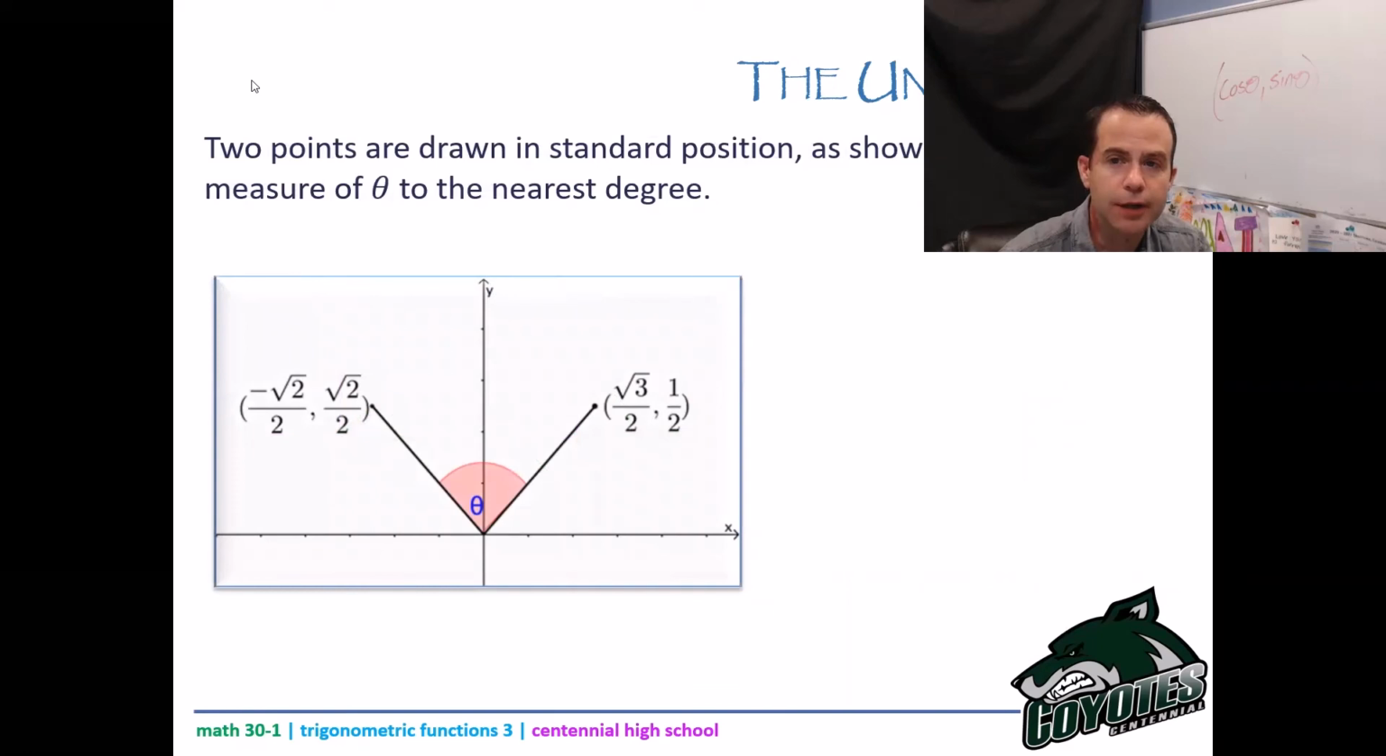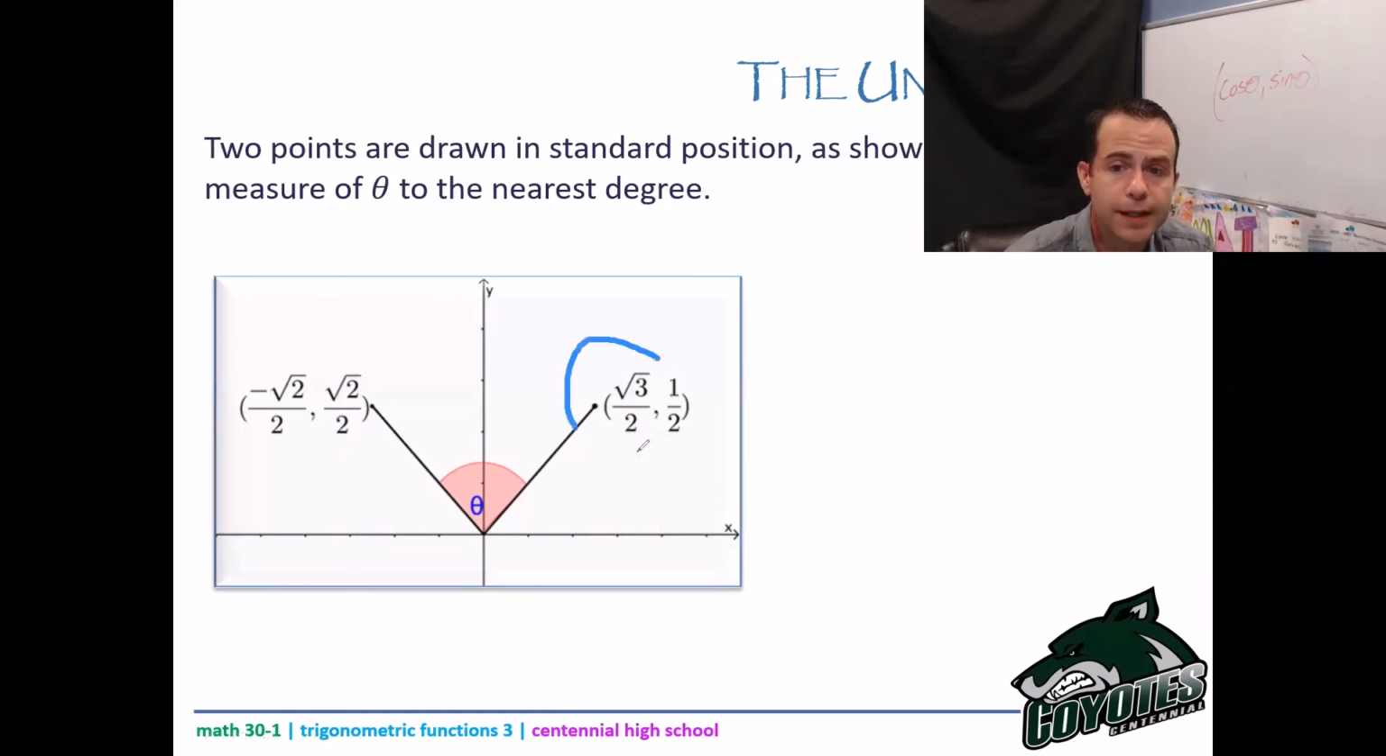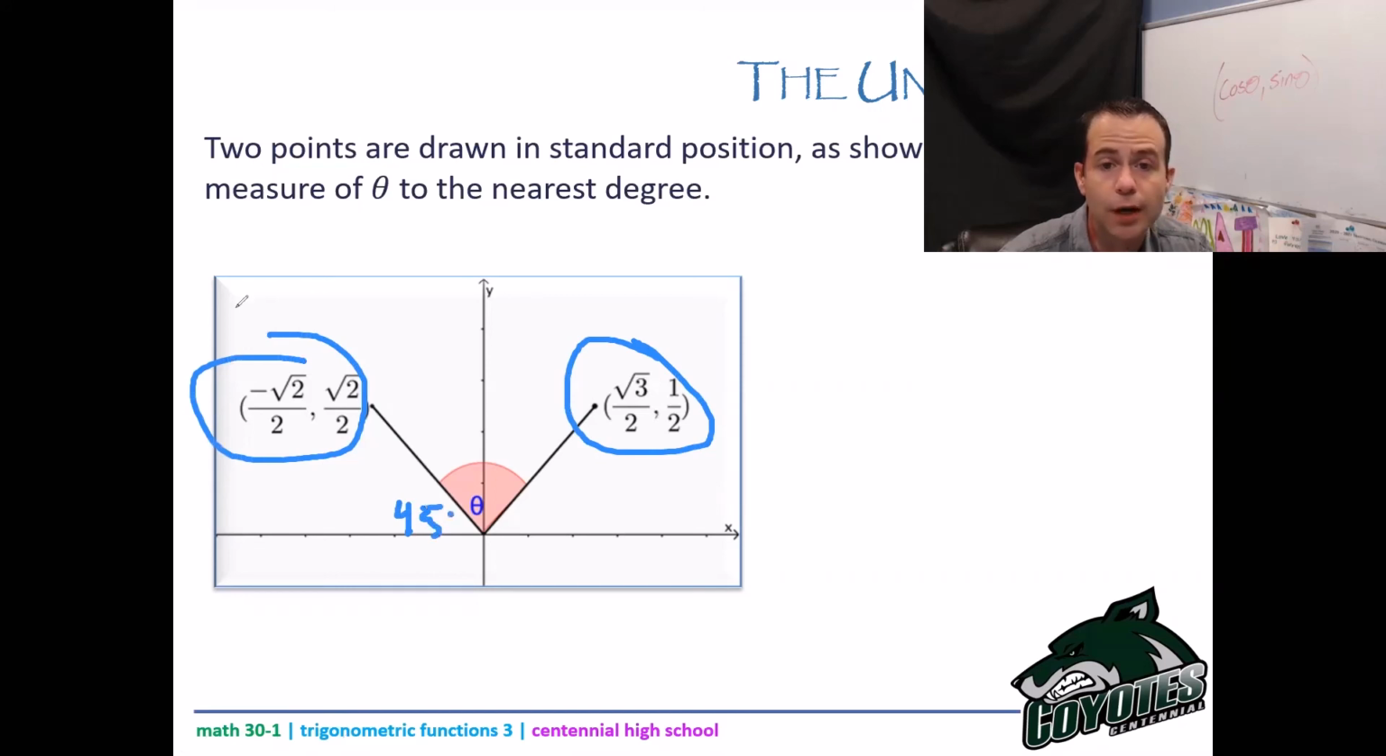Now, last question for today. 2 points are drawn in standard position as shown. Determine the measure of theta to the nearest degree. So there's lots of different ways you could do this. But I would want you to see that both of these points that I gave you are points marked on a unit circle, okay? So right away, I know that there's a 45-degree reference angle right here, okay? Or I could say right away, I know that that's 135 degrees right here, right?